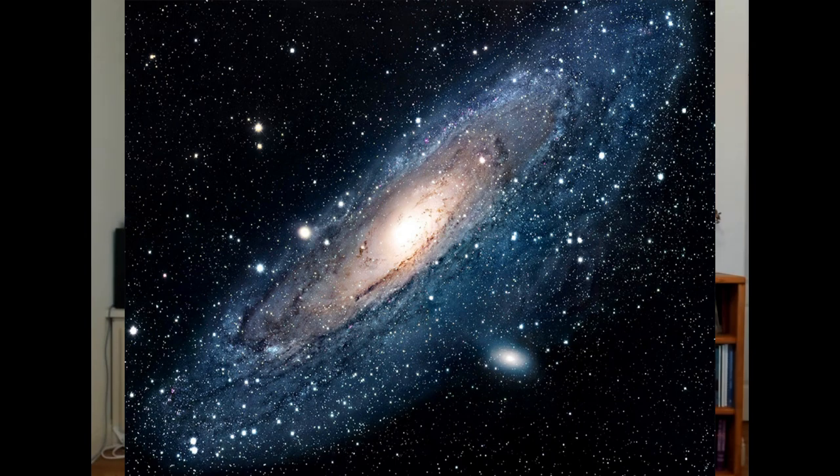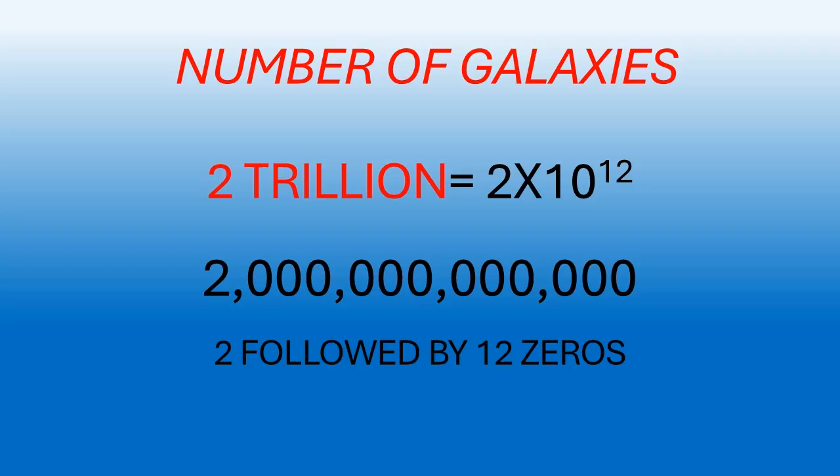And keep in mind that there are up to 2 trillion galaxies in the universe that we know. And this is what that number 2 trillion looks like. 2 times 10 to the 12th power, which means the number 2 followed by 12 zeros.